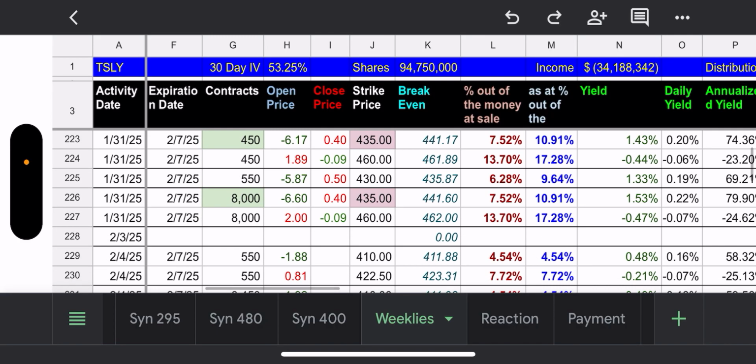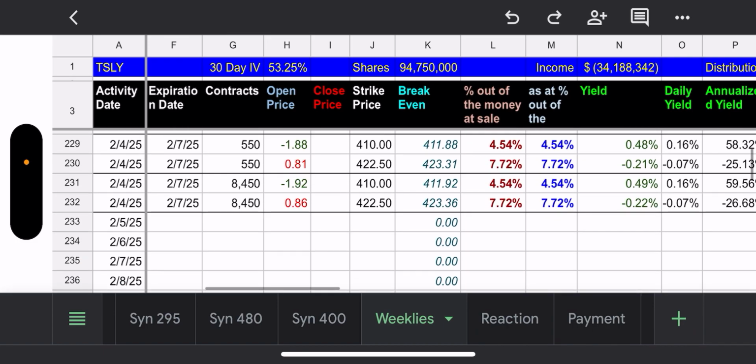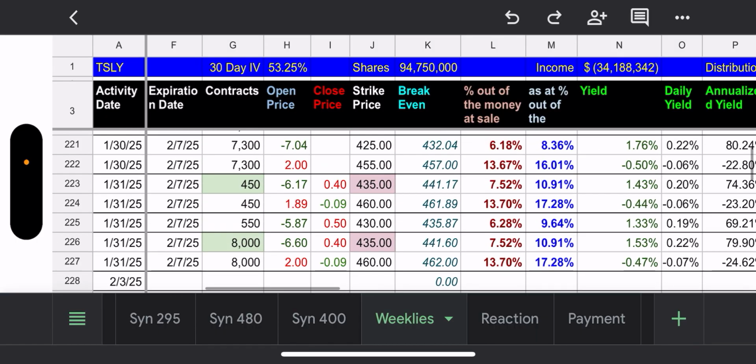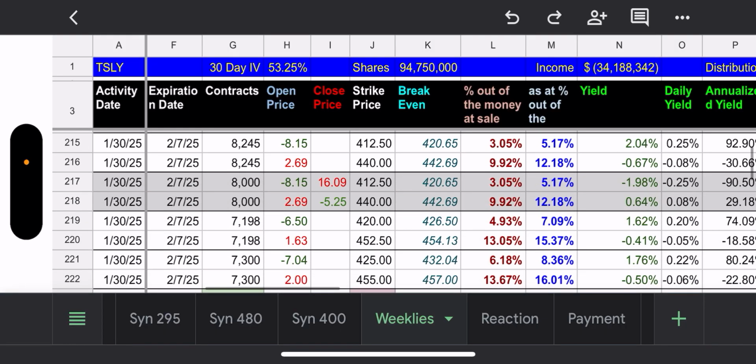So we had potential to gain 9 to 10% without losing, but now we only have potential to gain 4% without losing. But if TSLY doesn't go up more than 4%, they're geniuses. If Tesla goes up 8%, they're morons. You kind of know how this works by now. So those were the trades from yesterday. Let me go back up to the summary of what's left. 8,245 contracts, 412.50 strike price. That's only 5.17% out of the money.